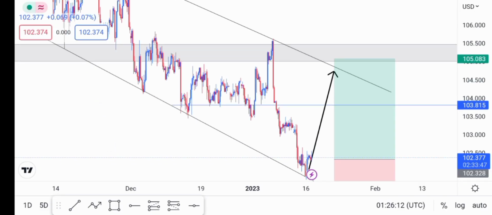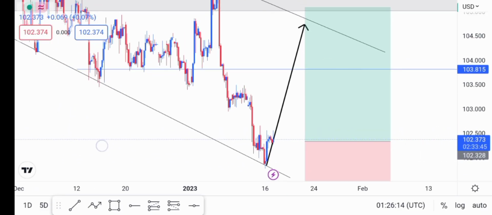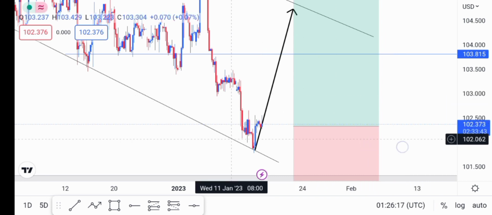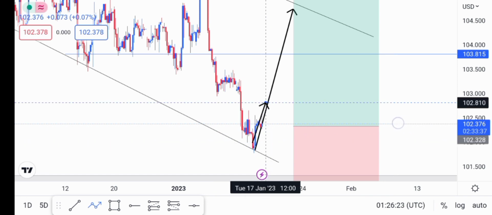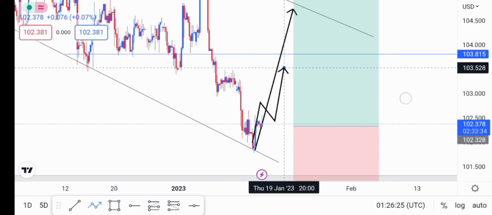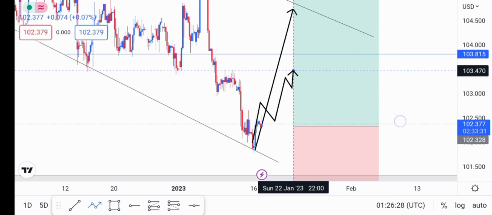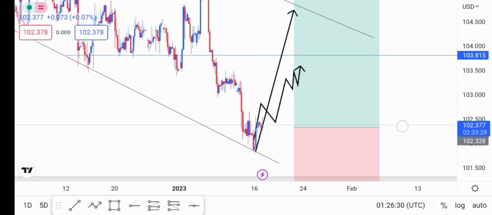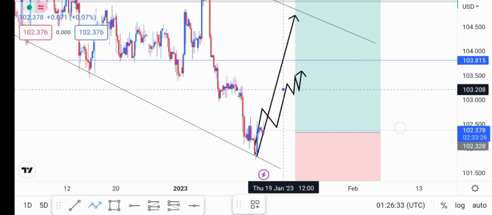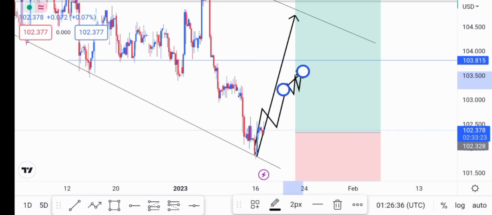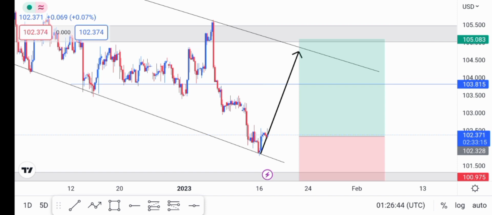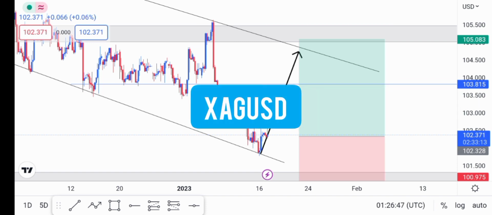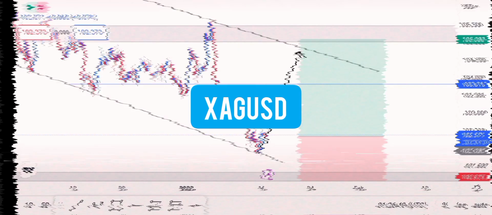Let me zoom in a little bit. You can see here you're forming almost a head and shoulder formation, but it's not a head and shoulder formation. So I'm anticipating a movement in which we have a breakout, then take a little bit of rest and play around this area here before we push to the upper side. So yeah, that would be all for DXY. Let us move to XAG USD, which is silver.